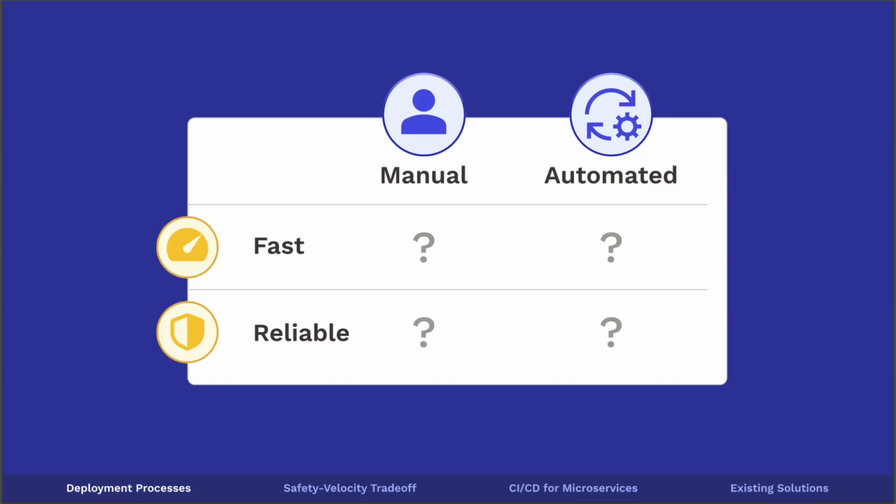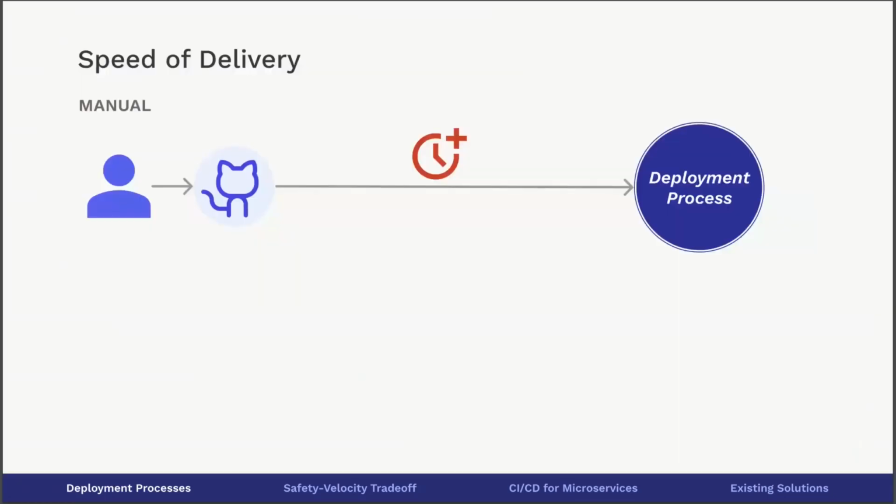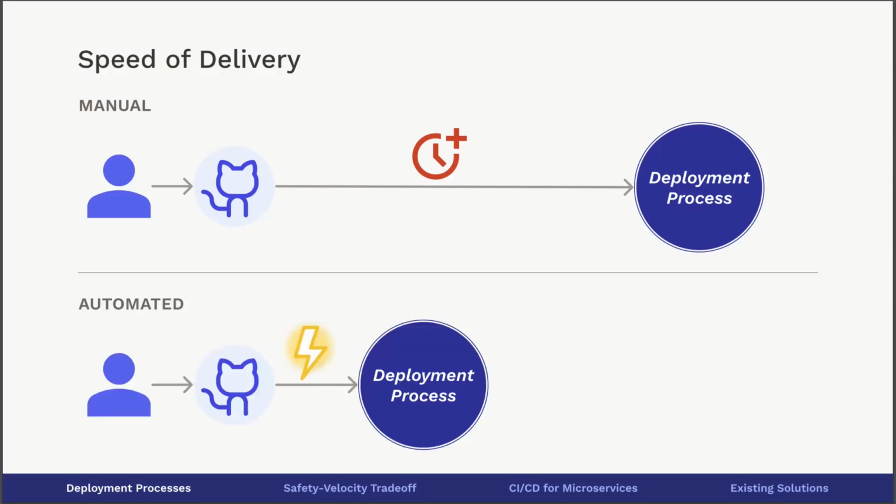Let's talk about speed first. With manual deployments, when a developer makes a change, they often need to wait for another developer, maintainer, or operations staff member to actually go ahead and begin the manual deployment process. On the other hand, automated deployments are triggered immediately upon updates in version control.